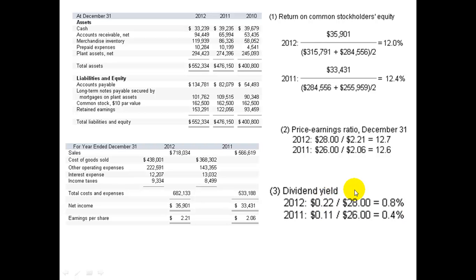And then for 2011 we've got 11 cents dividend per share divided by the price of the stock in 2011, which was $26, and that is going to be 0.4%. So the dividend yield has gotten higher, gone up from 2011 to 2012.